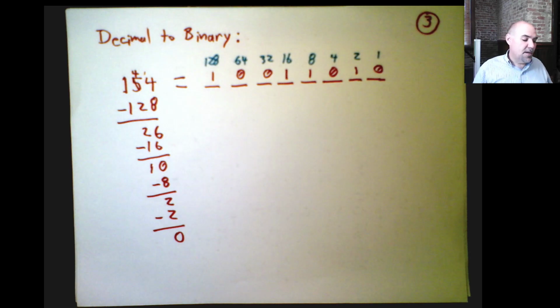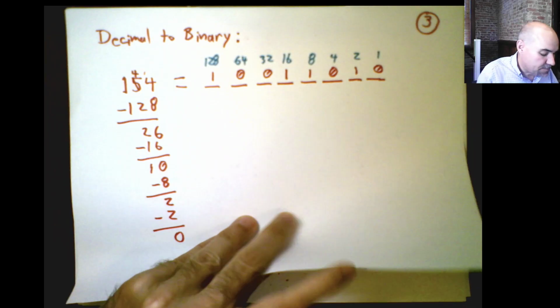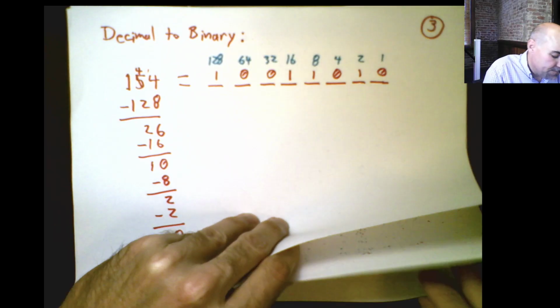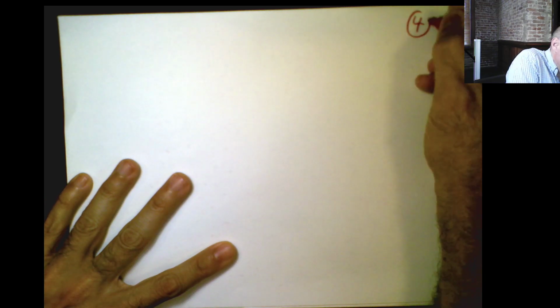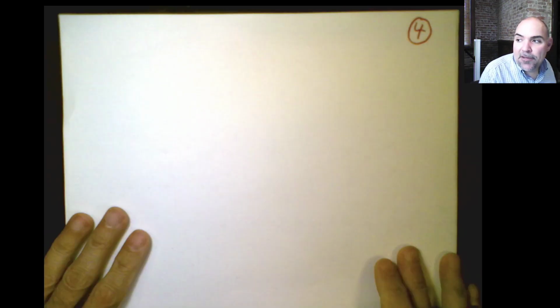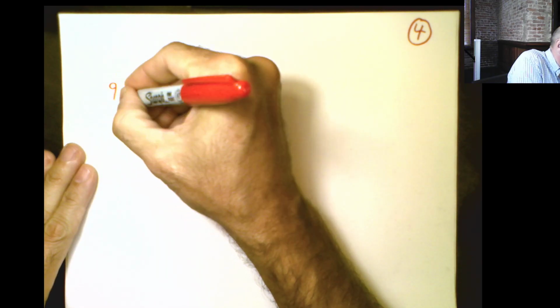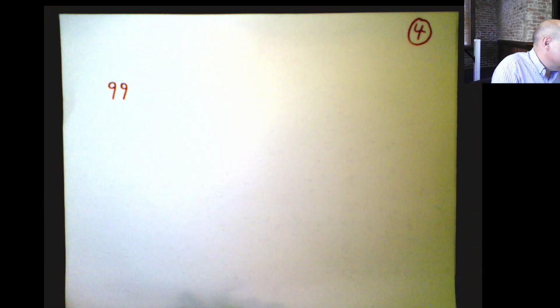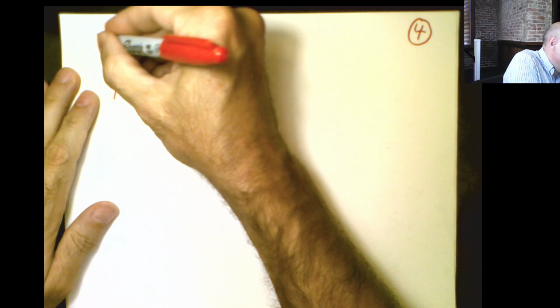All right, let's try one more example of this, just for completeness here. So get a clean paper, and this is going to be page 4. Here we're going to do one we haven't done before. We kind of cheated on that other one and picked 154, which we'd seen before. So let's pick a number like 99. And this is more decimal to binary.